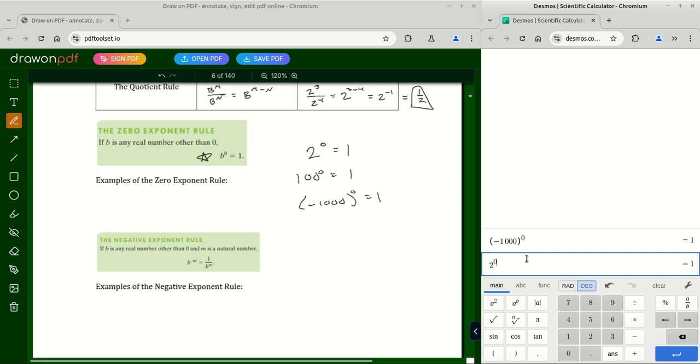Okay, so there is a little trick here. If the minus sign is not included, then it will be a little different. And we will see that here in just a moment.